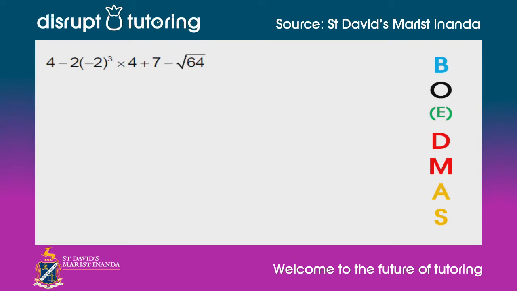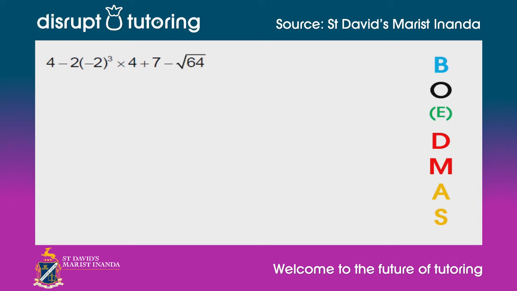Today we're going to deal with a BODMAS question, and this has been kindly supplied by St. David's Marist Inanda. And with that in mind, let's dive straight in. Right, so we've got this really hectic looking expression that they've asked us to calculate or simplify. And we see there's lots of stuff happening. There's some brackets, there's a cube, there's a square root. So what we're going to do is use this nifty tool called BODMAS to help us calculate this and get the correct answer that the examiner is looking for.